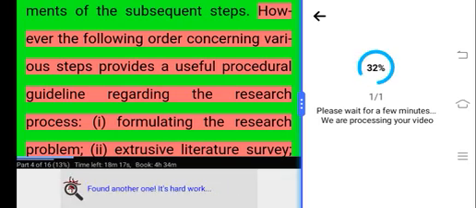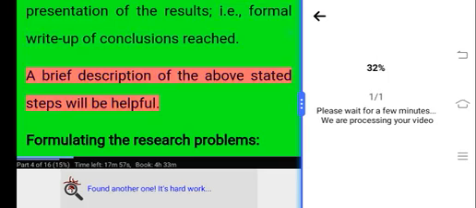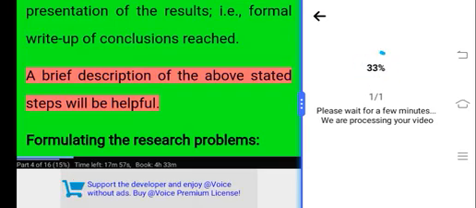V. Determining sample design. VI. Collecting the data. VII. Execution of the project. VIII. Analysis of data. IX. Hypothesis testing. X. Generalization and interpretation. XI. Preparation of the report or presentation of the results, i.e., formal write-up of conclusions reached. A brief description of the above stated steps will be helpful.